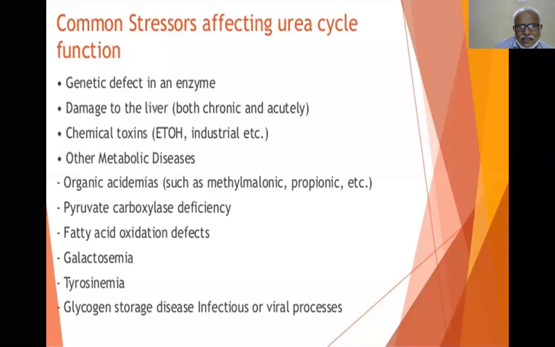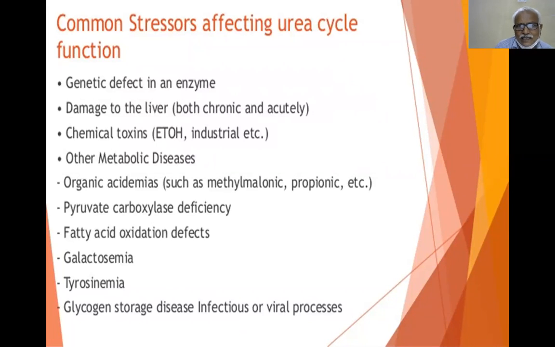So, common stressors affecting the urea cycle. Urea cycle function may be stressed by common stressors. You have to remember these things when you are going to give consultation to the parents of the child. Genetic defect is an enzyme. For most of these things, we can do nothing. Damage to the liver, both chronic and acute. And chemical toxins, ETOH and industrial toxins.